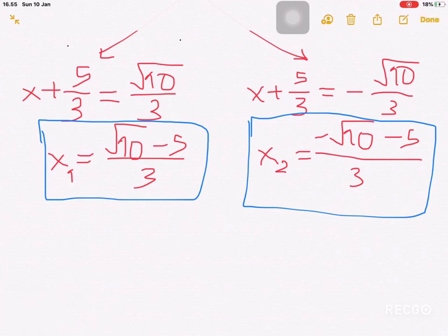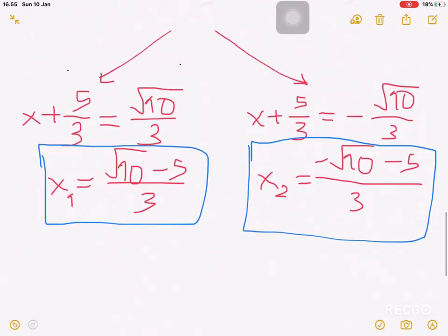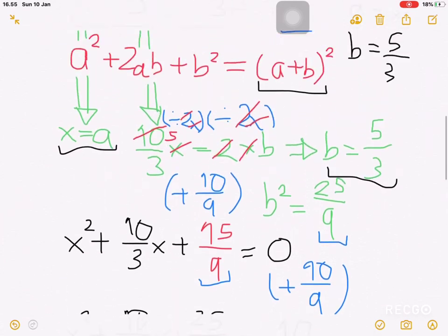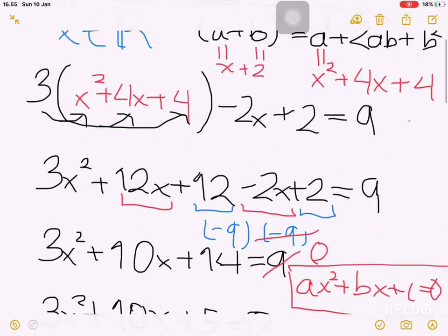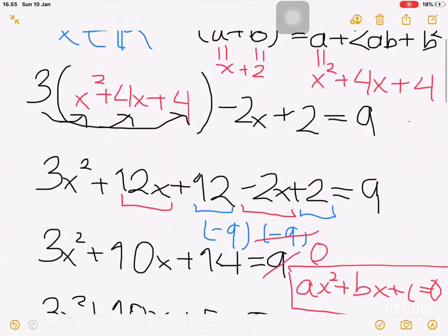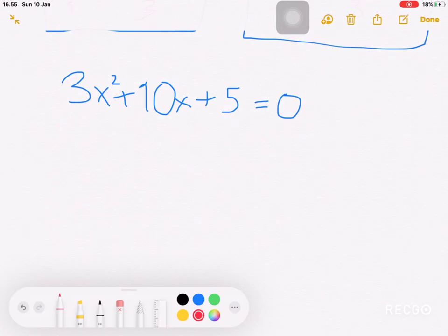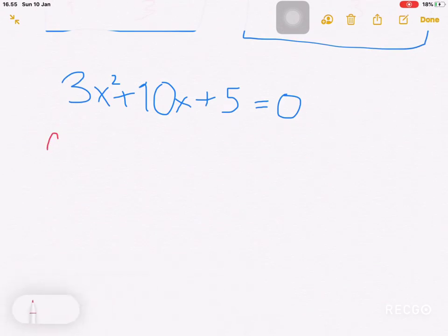The second method is a little bit easier, actually way easier, because we're going to use the quadratic formula. Our a value, which is the coefficient of x squared, is just positive 3. Our b value is the coefficient of x, which is just positive 10, and c is the constant term, which is positive 5.